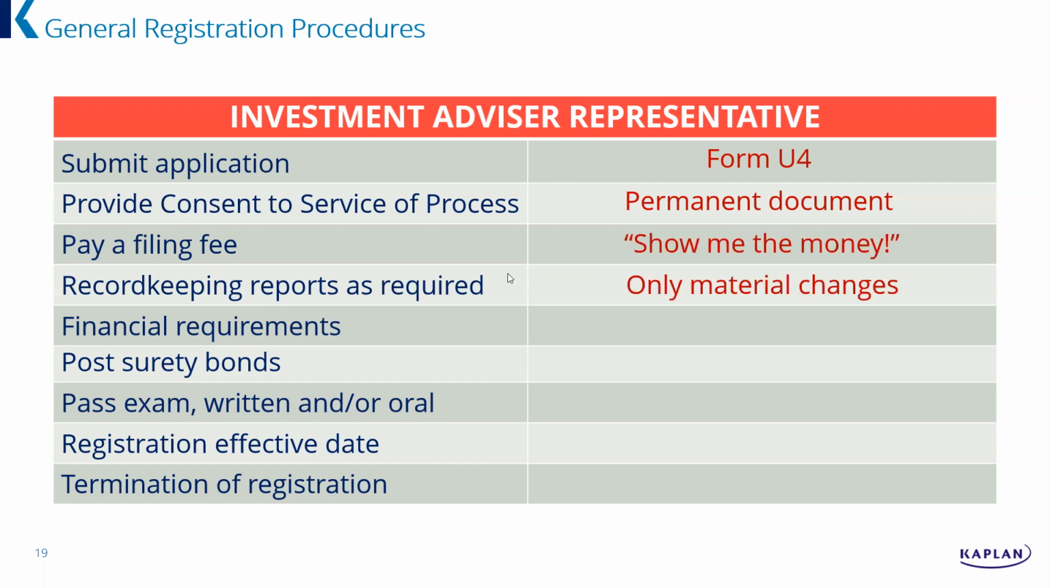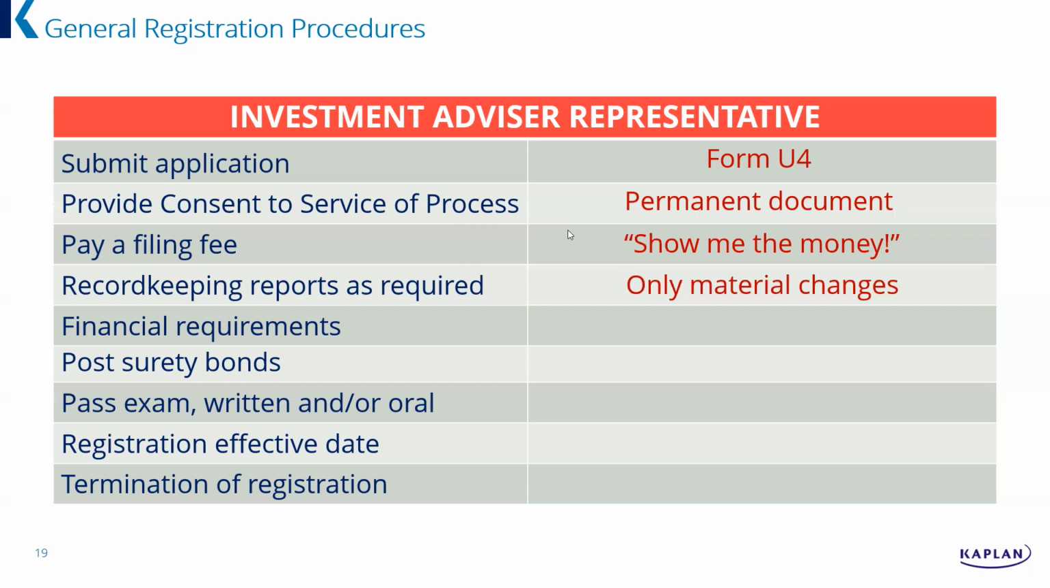So, paying a filing fee, we talked about that. Only for material changes. What we're saying here is that a material change would be something that is a U4 update kind of thing. And remember that it's even more serious if it's a conviction of a felony, or you've been denied, suspended, or revoked registration in the past, or a misdemeanor involving customer money, embezzlement of a customer's monies and securities.